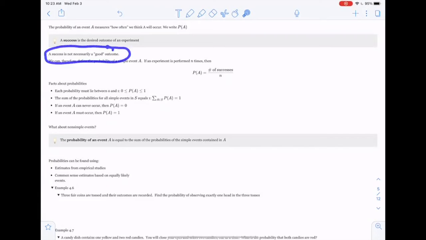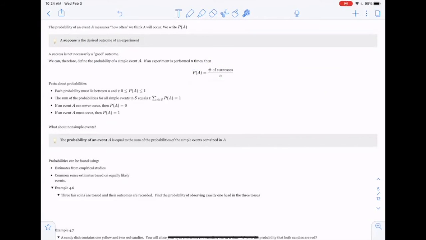Oftentimes in mathematics, we have phrases that don't really match our connotation. In this case, a success is a mathematical term. It's not necessarily a good outcome, right? We want to separate our connotation of the word success from the mathematical version of the word success. So we can therefore describe the probability of any event A in terms of successes. If an experiment is performed n times, the probability of A is going to be the number of successes divided by n, the number of ways A can occur divided by the total number of ways the experiment has occurred.